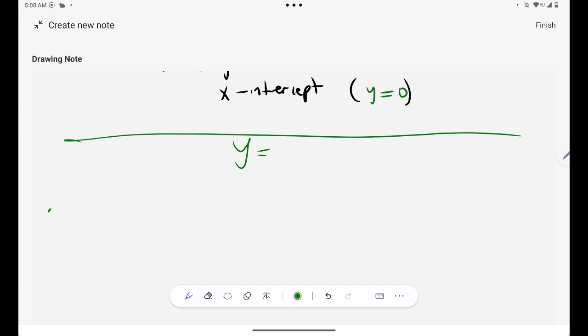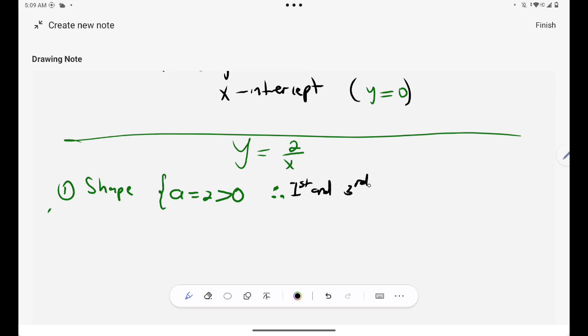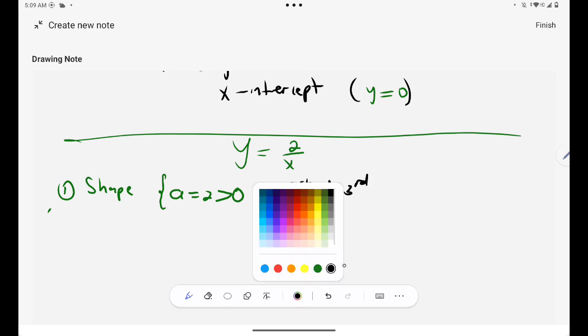Let's say we have a graph of y equals 2 over x. The first thing we must do, number one, is the shape of our graph. How do we deal with it? The value of a is equal to 2, and 2 is a positive number. I can therefore conclude that my graph should be in the first and third quadrant. Are you together?